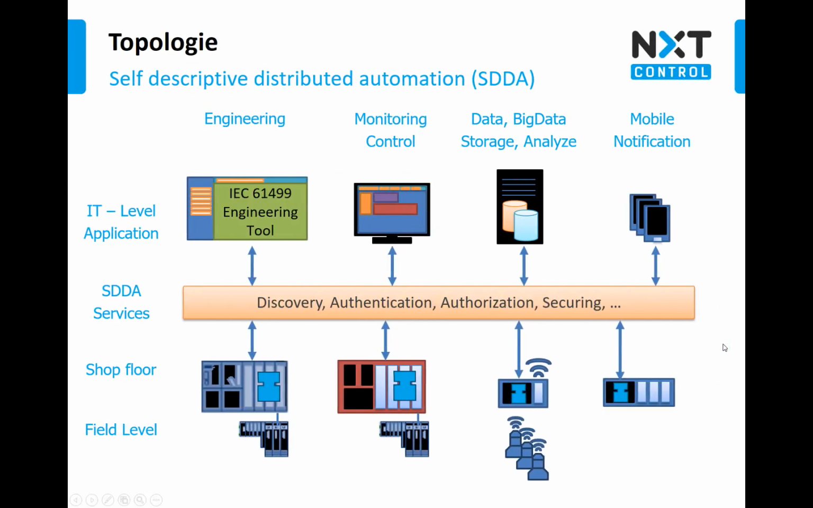A self-described distributed automation environment consists of field devices and control devices on the shop floor level. On the IT level we have programs like engineering tools, monitoring and control applications such as HMI or SCADA systems, data storage and data analyzing tools, message routing software and others. The layer for self-descriptive automation provides services and tools to interact horizontally and vertically in a dynamic and ad hoc way.